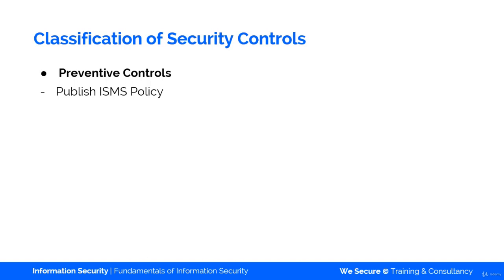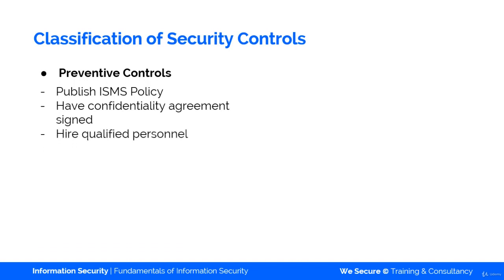Now, preventive control. It actually discourages or prevents the occurrence of problems. That is, it stops the problems even before they occur, controls the operations, or prevents errors or omissions or malicious acts. Examples can be separate development and testing environments, restriction of access to systems, publishing an ISMS policy, hiring only qualified personnel, and using cryptography or access control software that only allows authorized personnel to access sensitive files.